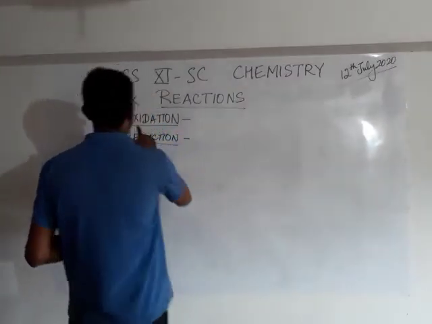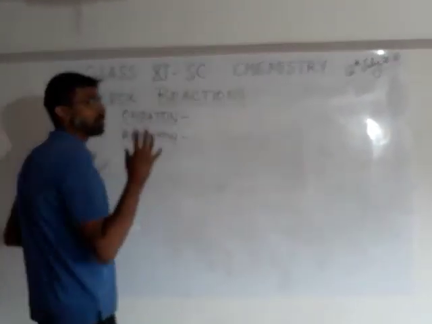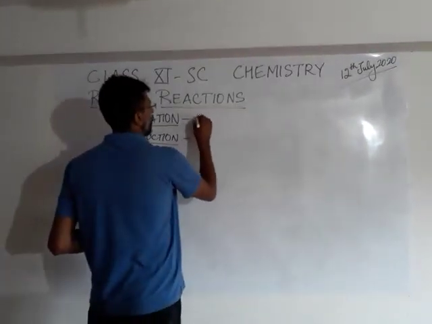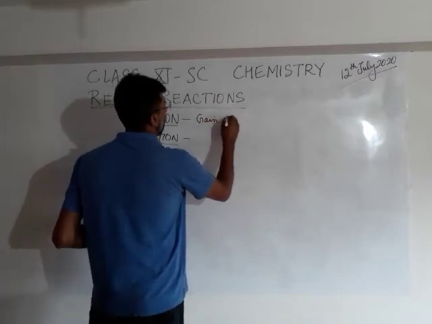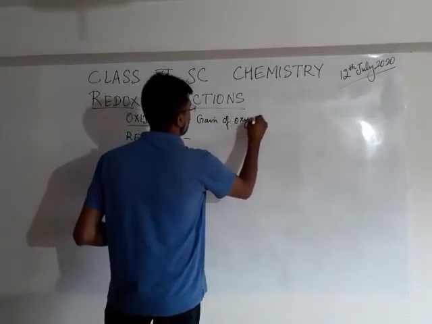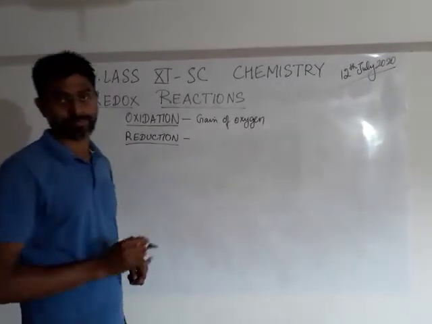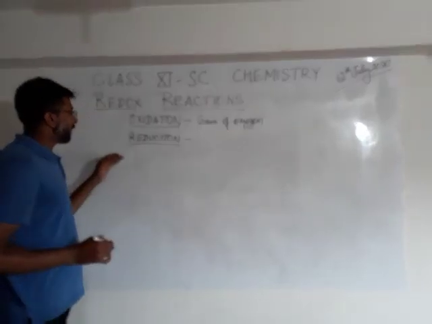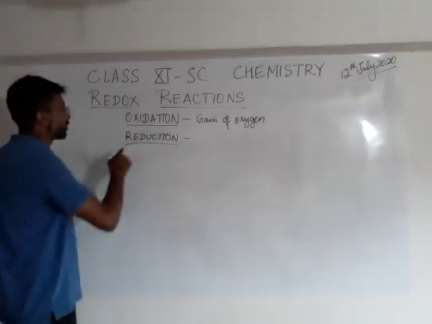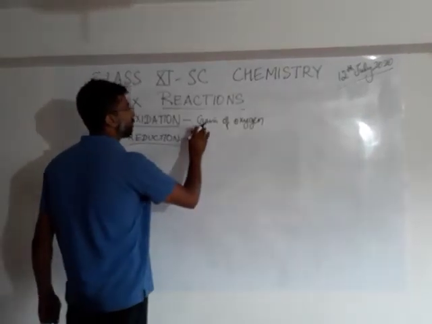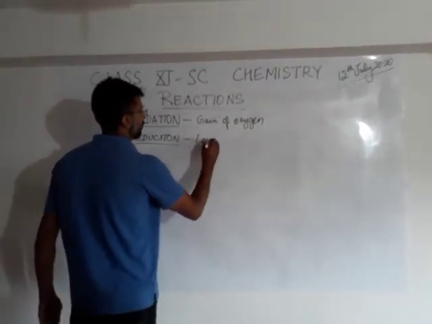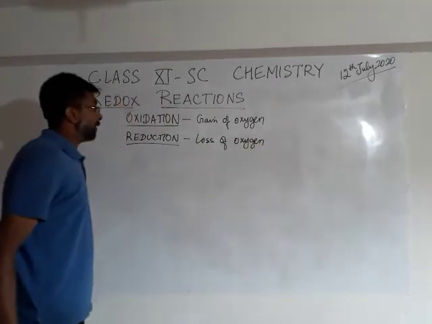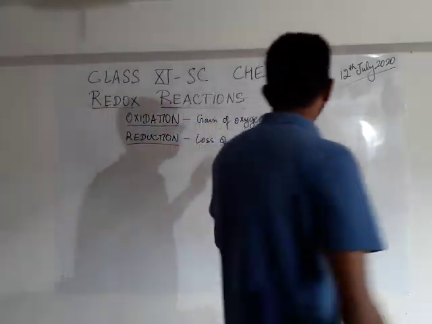Oxidation is a word derived from oxygen. So oxidation means gain of oxygen. This is what you have learned in your lower classes. That is the first concept of oxidation. Correspondingly, reduction means just the opposite of this. It is loss of oxygen. So this is the first thing you must understand and put in your mind.